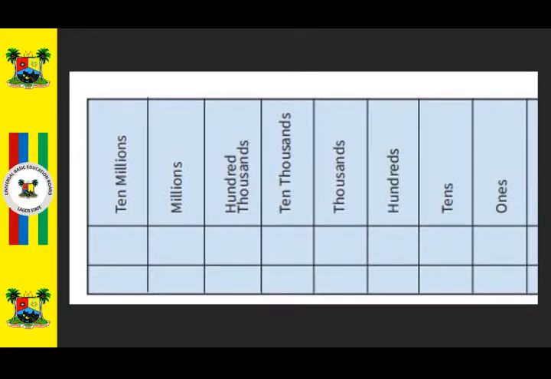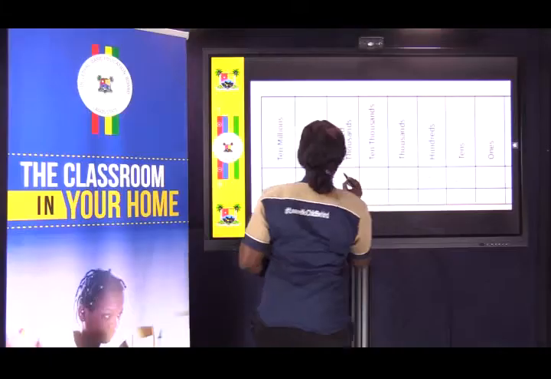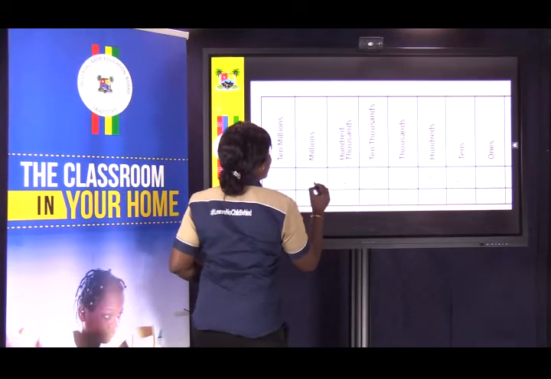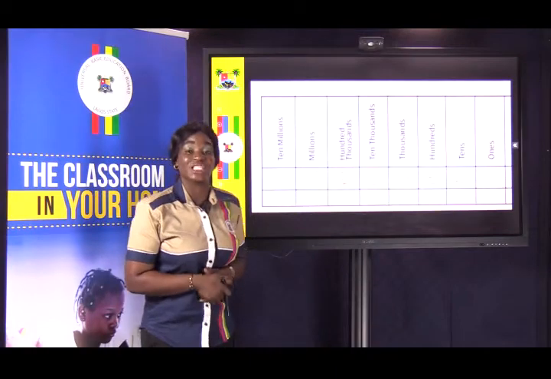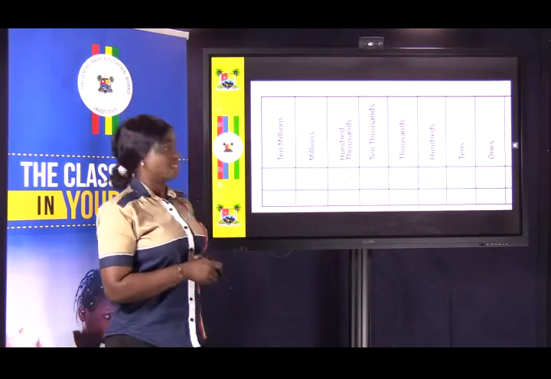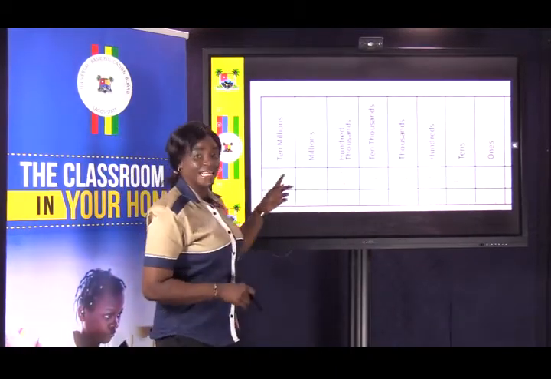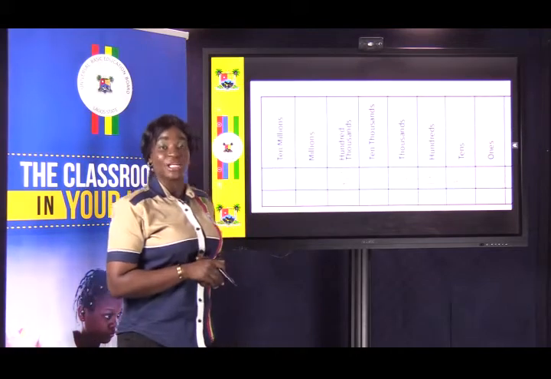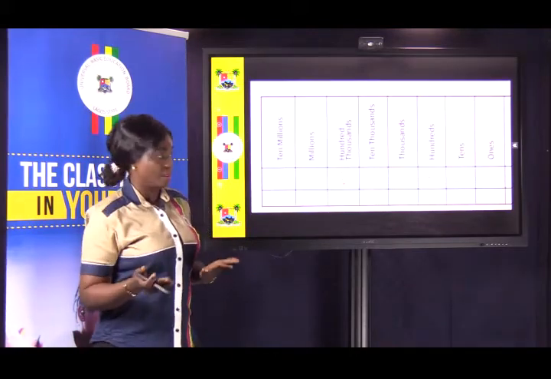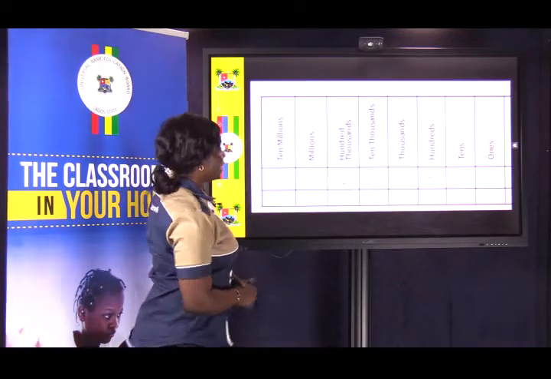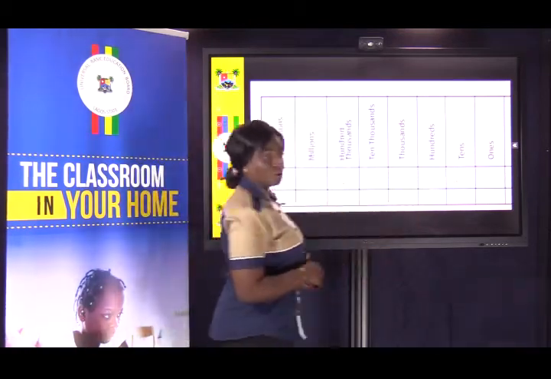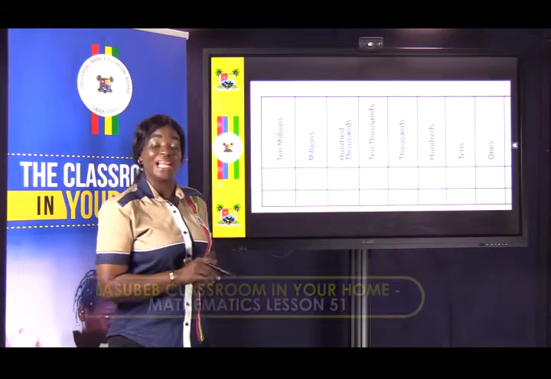Yes, for example, if I have 1, 2, 3, 4, 5, 6, 7, 8, and I want to name this number, what position is it standing on the place value grid? It is 80 million. It's standing under the tens million. Yes, 5 is standing under the tens of thousand, while the 3 is standing under hundreds. That's what we mean by place value.